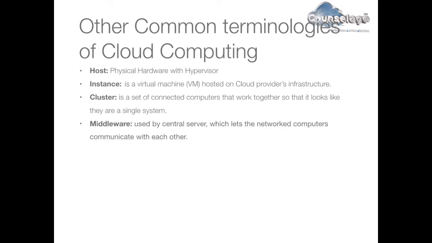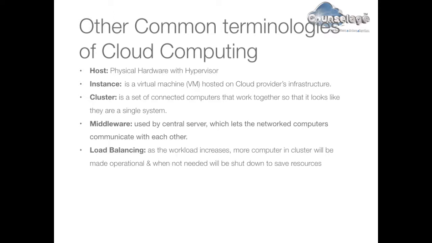Then we have middleware. As mentioned earlier, this is something used by the central server, which lets the networked computers communicate with each other. Then we have load balancing, which has to do with workloads. Workloads, as many of you must know, are the amount of processing that the computer has been given to do at a given time. A workload can consist of some amount of application programs running on the computer, and usually some number of users connected to and interacting with this computer's applications.